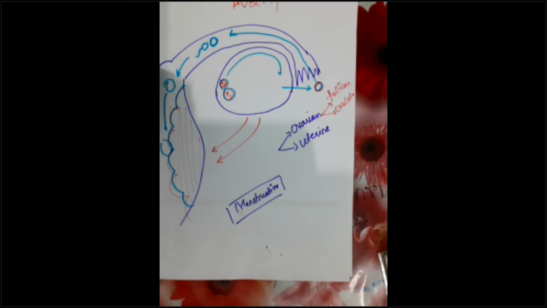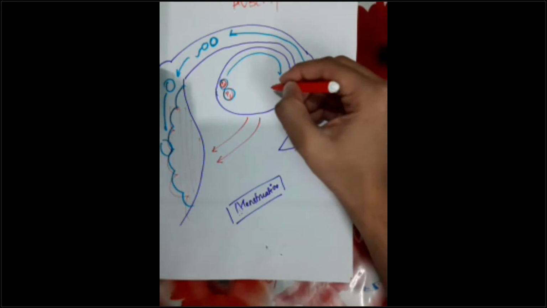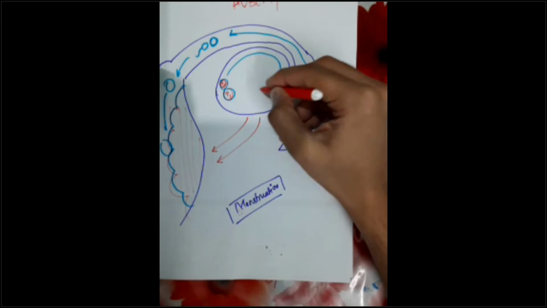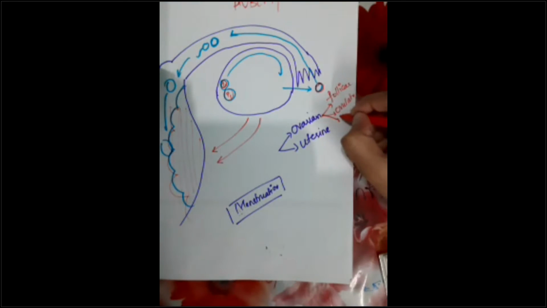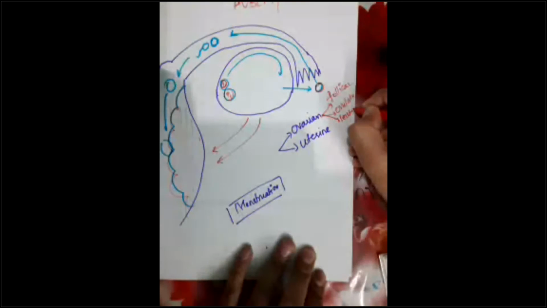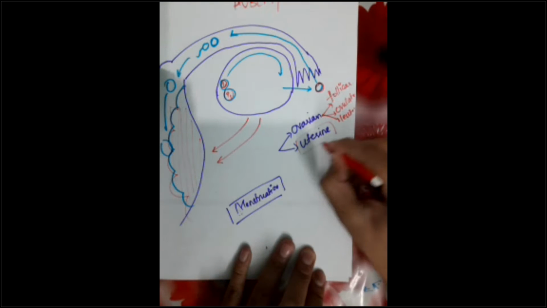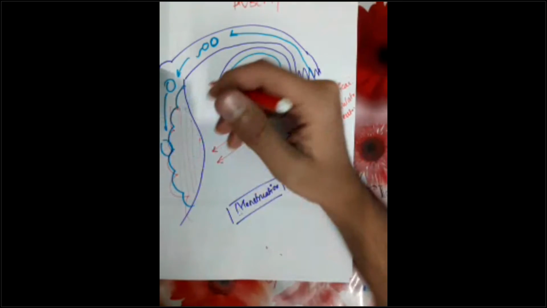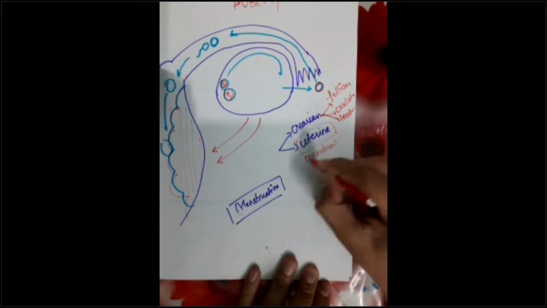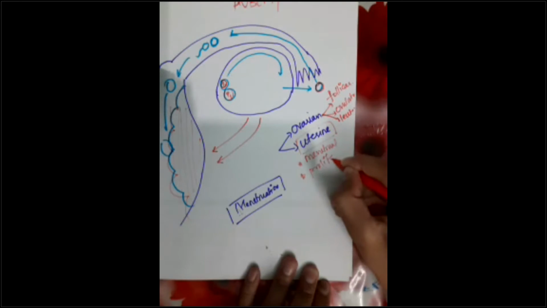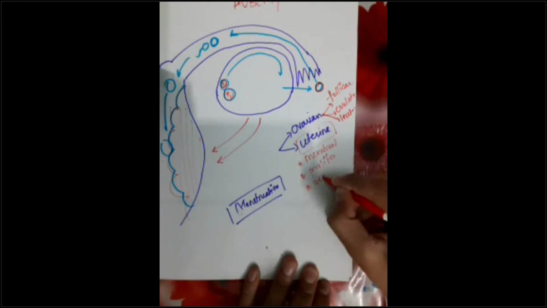Then after ovulation, do I have the Graafian follicle? After ovulation will form corpus luteum, which we are going to see just an overview. That is known as the luteal phase, guys. The uterine changes that are taking place are the menstrual phase, the proliferative phase, and the secretory phase.